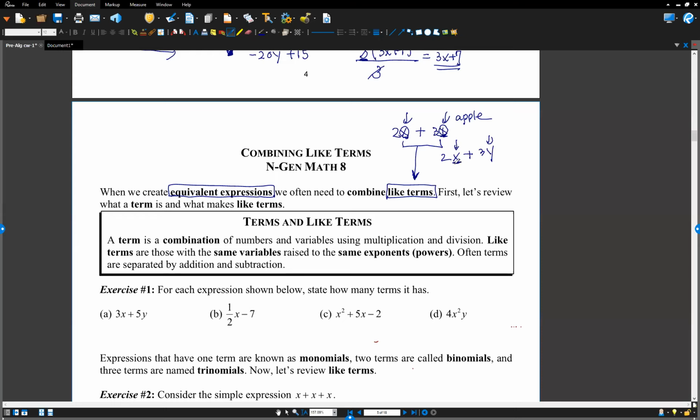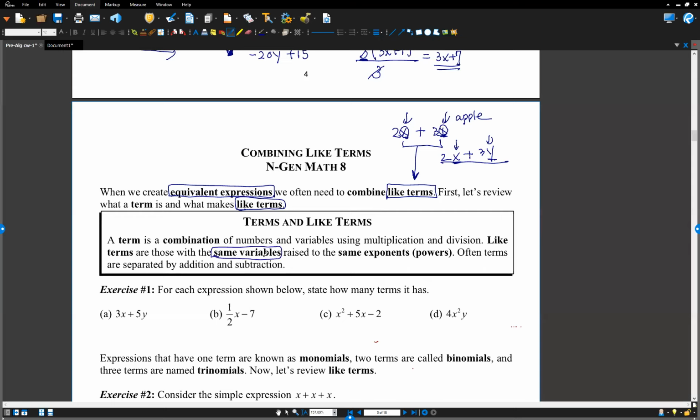2 apples plus 3 bananas, you cannot simplify. So the idea is what? Only like terms can be simplified. Are you guys with me? Yes. Okay. So what are like terms? Like terms have the same variable. When you have the same variable, we say they are like terms.